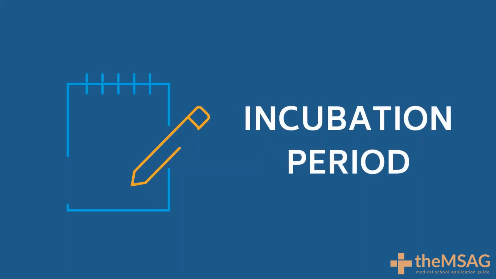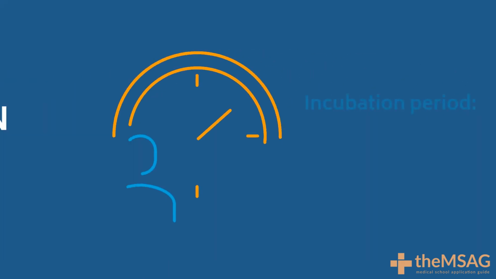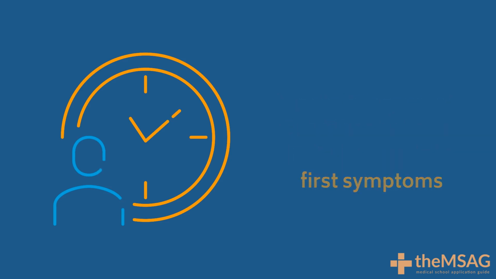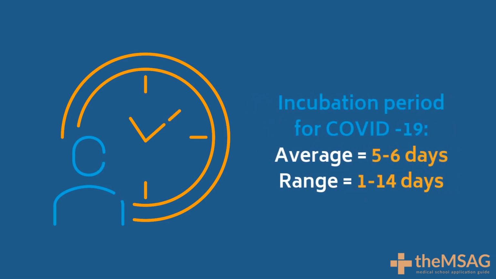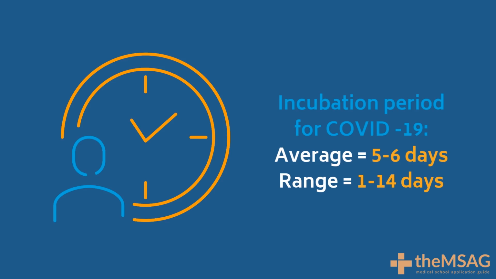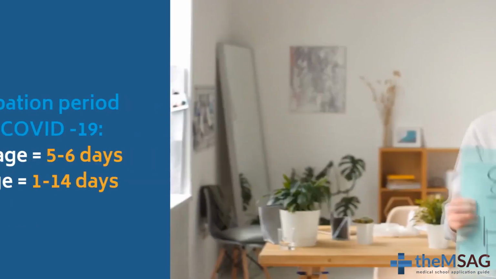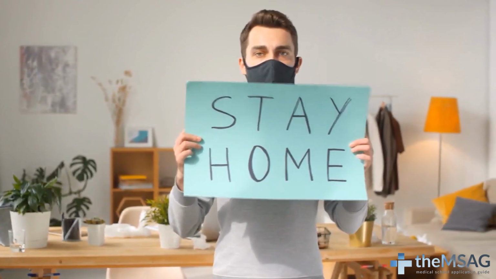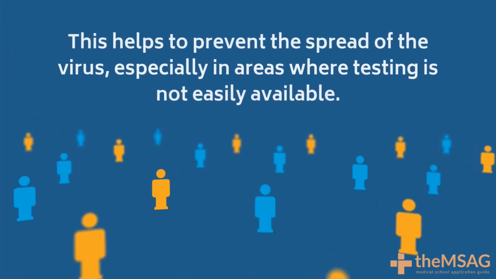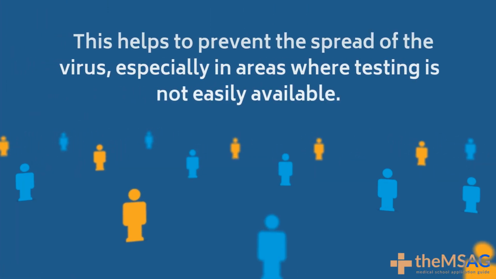You may hear about the incubation period of the virus. An incubation period is the amount of time between infection and the appearance of the first symptoms. According to the WHO, with COVID-19, the time from exposure to the moment when symptoms begin is on average 5 to 6 days, but can range anywhere from 1 to 14 days. This is why people who have been exposed to the virus are advised to remain at home and stay away from others for 14 days, even if they have no symptoms. This helps to prevent the spread of the virus, especially where testing is not easily available.